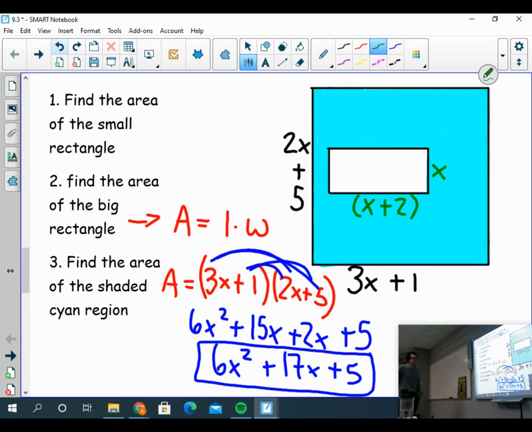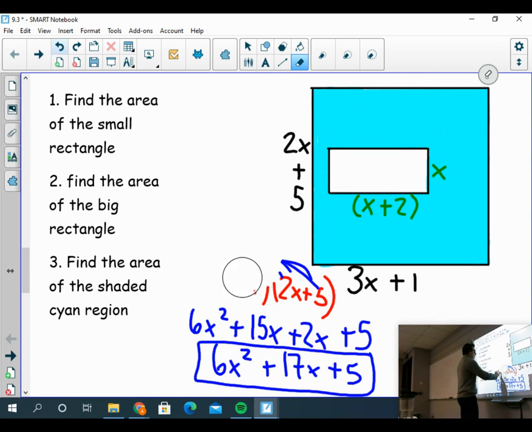Again, at this point, go ahead and see if you can solve number 1 and number 3 now. There's the answer for number 2, 6x squared plus 17x plus 5. And see if you can find the area of the small rectangle and then the area of the shaded region.